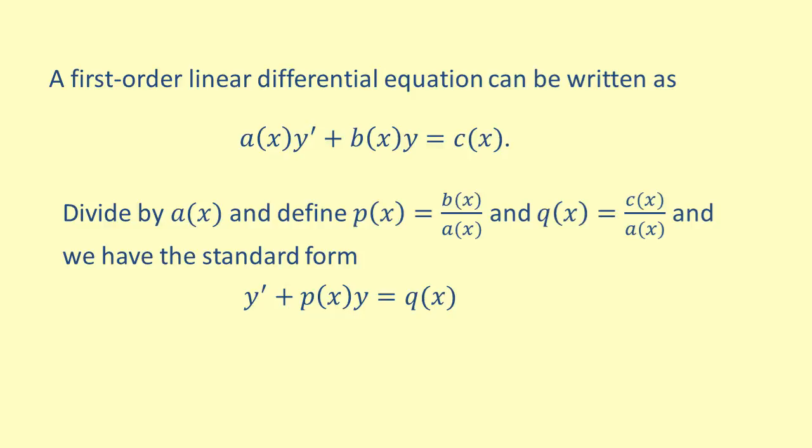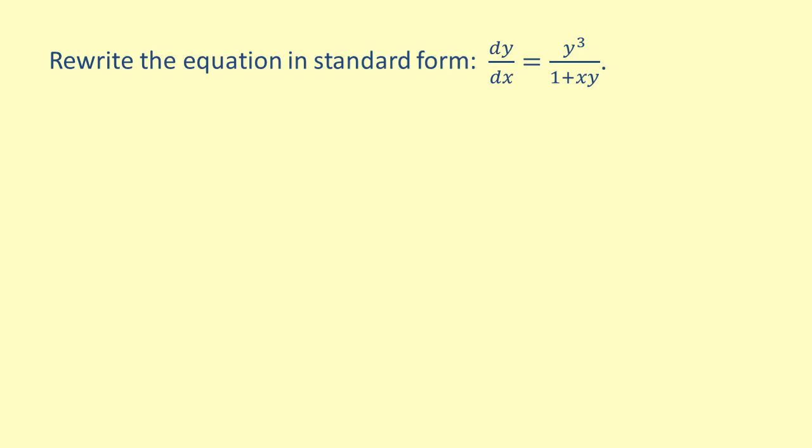There's nothing special about the names x and y, so we can reverse the roles and have x be the dependent variable and y be the independent variable. Let's try an example of this. We want to rewrite the equation dy/dx = y^3 / (1 + xy). Here is a case where the roles of x and y are reversed. The equation is not linear in y because of the y^3 term, but it is linear in x.